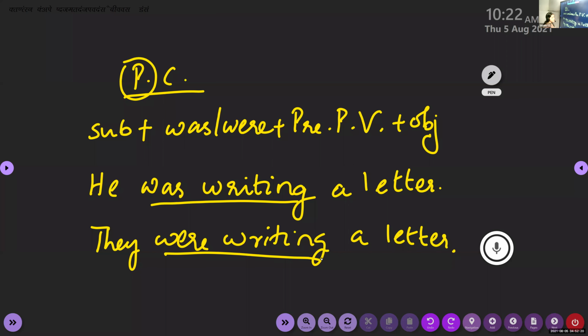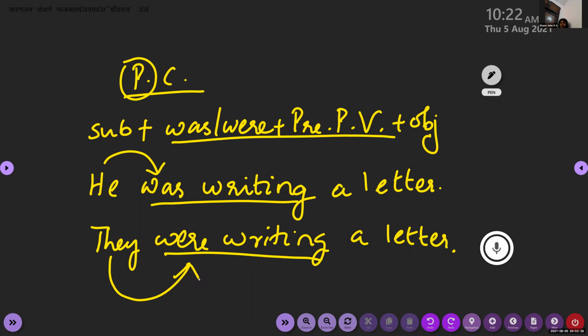Were writing and was writing show that this is an example of past continuous tense, right? At the same time, this is controlled by the subject. Because of he, we have written was here. Because of they, we have written were here, right? So it is controlled and limited by the subject. Am I clear? Yes. Okay.